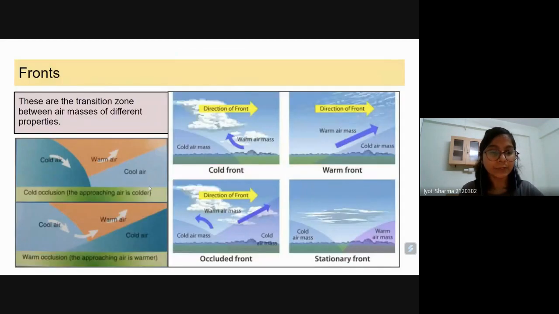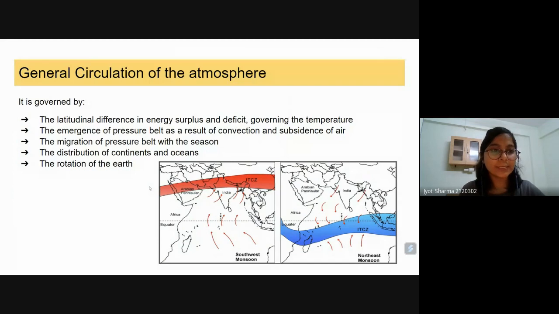So air mass and front have been cleared to you. Now let's talk about the general circulation of the atmosphere. I already mentioned that this is the mechanism by which energy is transferred from high pressure areas to low pressure areas. The general circulation of the atmosphere is governed by the latitudinal difference in energy surplus and deficit. In one place there is a surplus, in another place there is a deficit. This will be one factor that leads to the general circulation.